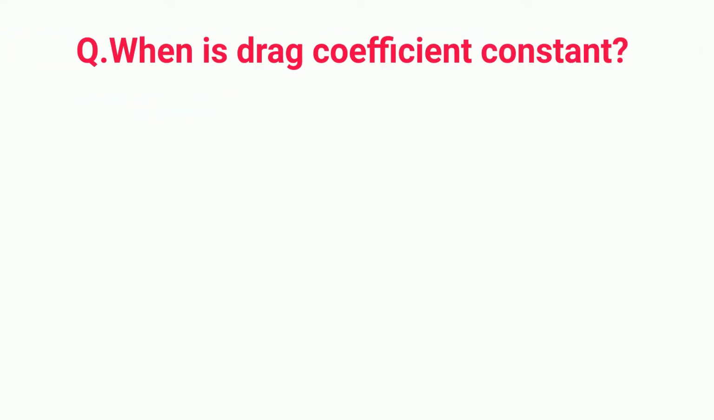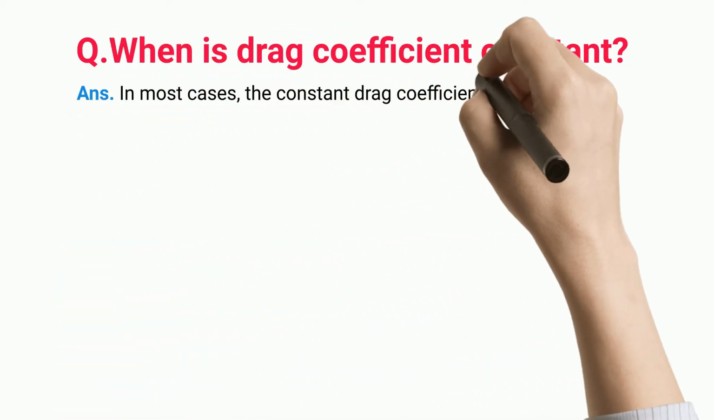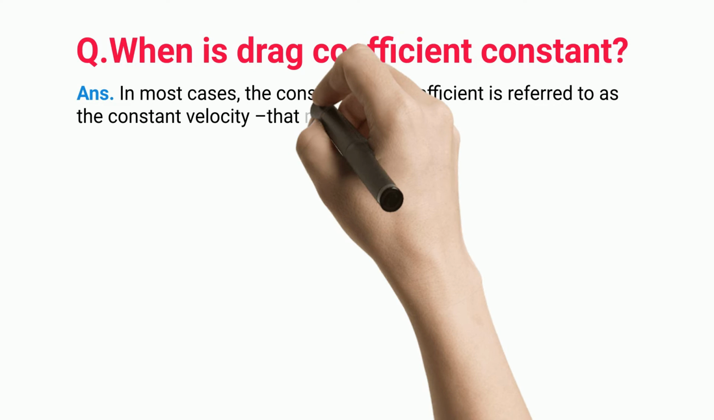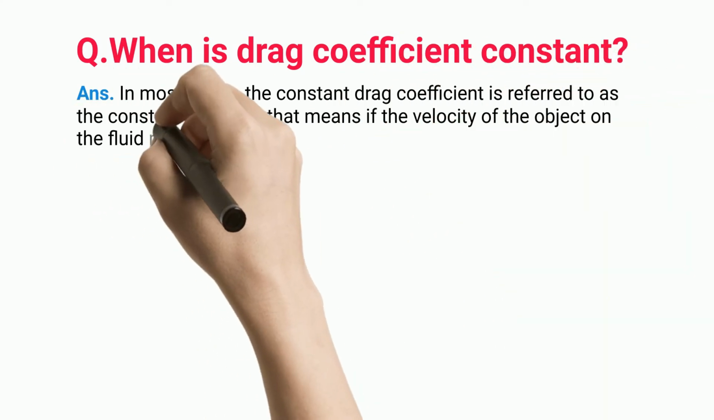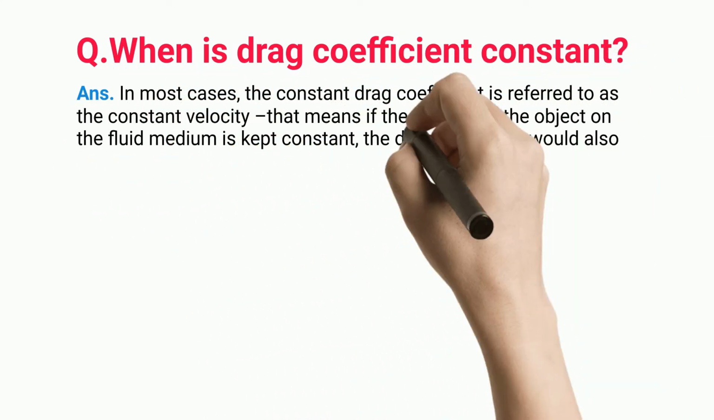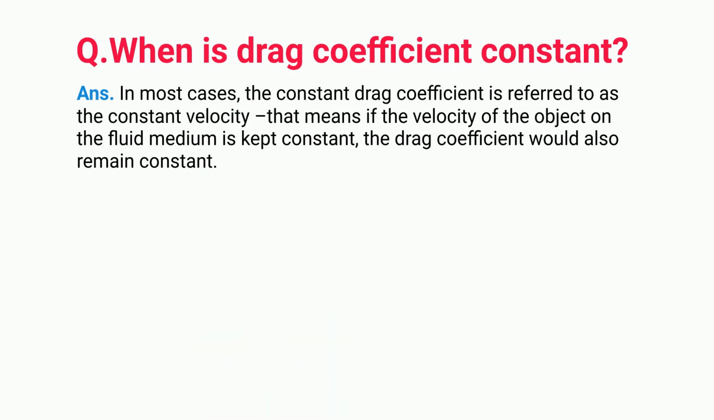When is drag coefficient constant? In most cases, the constant drag coefficient is referred to as the constant velocity. That means if the velocity of the object in the fluid medium is kept constant, the drag coefficient would also remain constant.